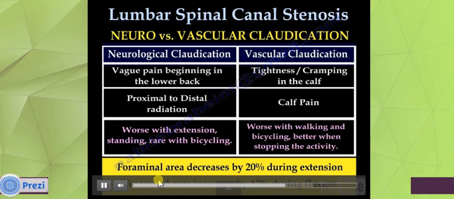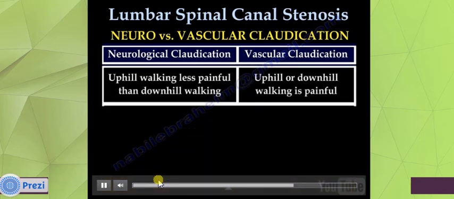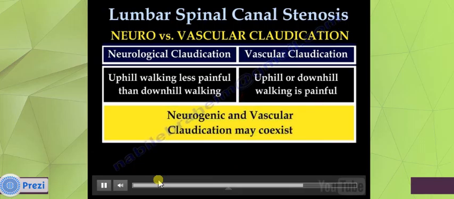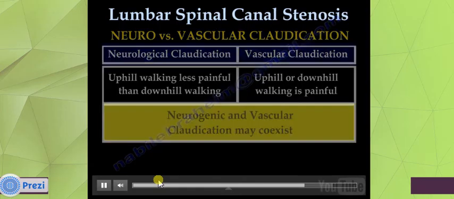When you do flexion, you improve the size of the foramen by 12%. That's why flexion is good for neurological claudication. In neurological claudication, uphill walking is less painful than downhill walking. In vascular claudication, uphill and downhill walking is very painful. Always check the pulses. Neurogenic and vascular claudication may coexist.